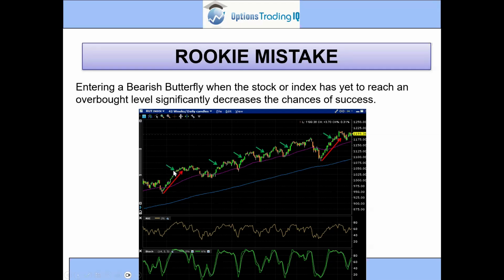You want to try and enter on the green arrows, not where the red arrow starts. So here would be good, here would be good, here, here, here, and about here, not necessarily here. So taking the current market into consideration, we've already had a big drop. We want to enter when we get a little bounce.